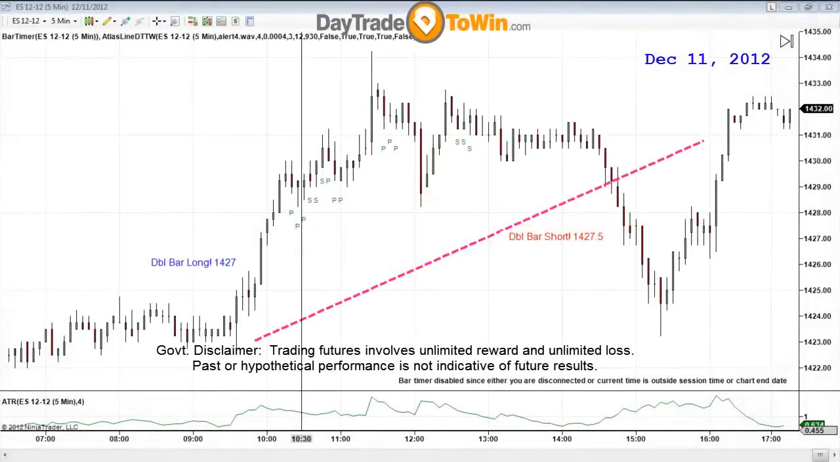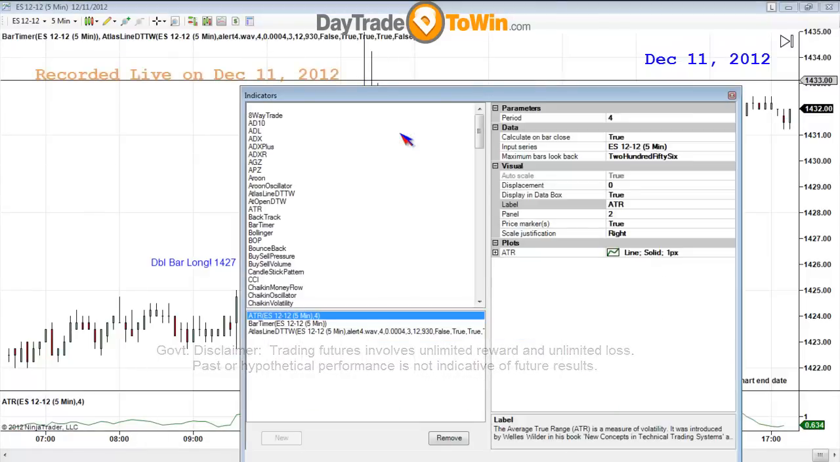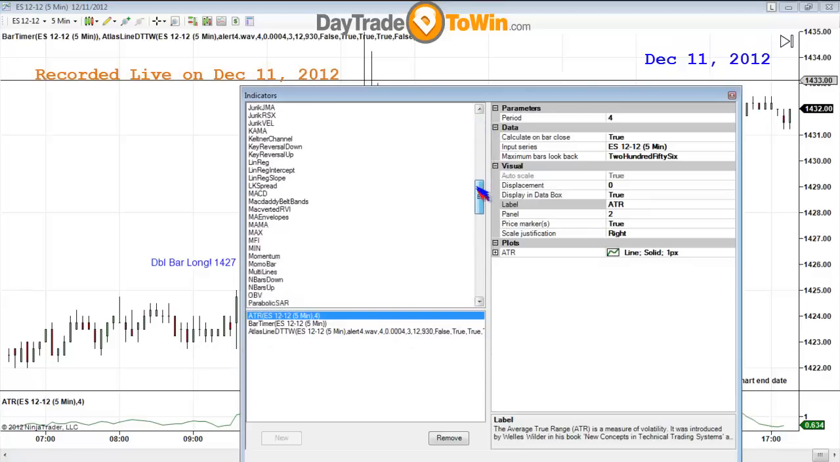I look at the markets a little bit differently than most traders. I utilize price and price action. I stay away from all of these indicators that you see here. I try to stay away from all of them: stochastics, MACD, volume, moving averages. I just don't use any of that.